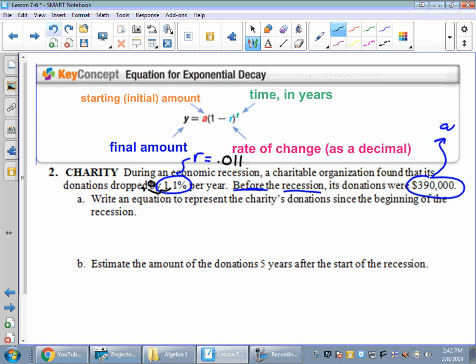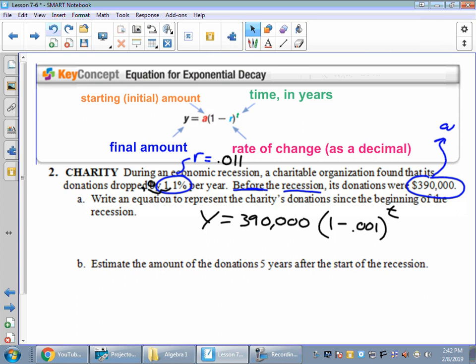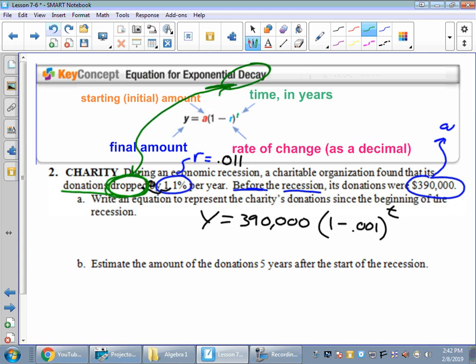So when we go through this one, we have y equals 390,000 times 1 minus 0.011 to the t power. We don't have a value for t, so we're going to leave it like that. Again, how do we know it's 1 minus? Well, we have to look for certain things in the problem. Here it says donations dropped. So the word dropped, or if something's falling, or something's getting less, then we're thinking decay. Okay? So that would be an indication that we're going to use 1 minus r instead of 1 plus r. So look for those key words in the problem.